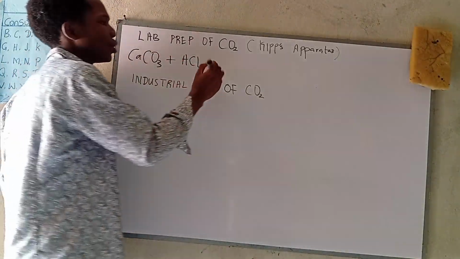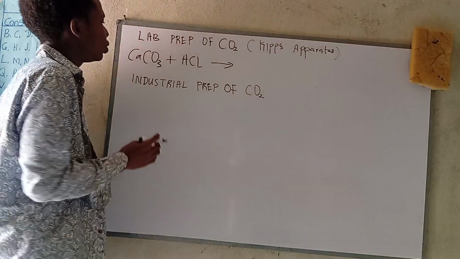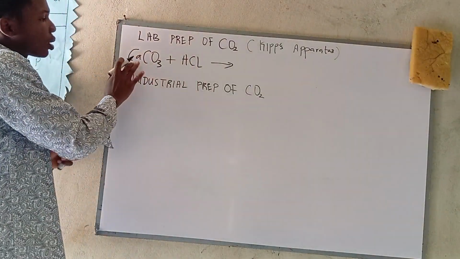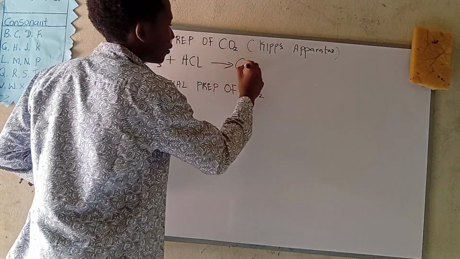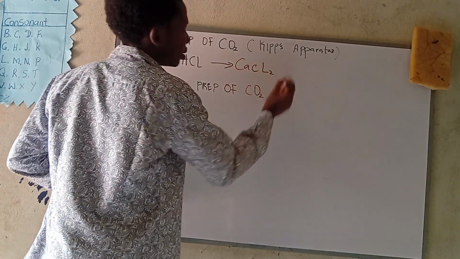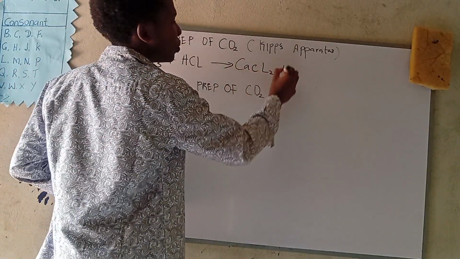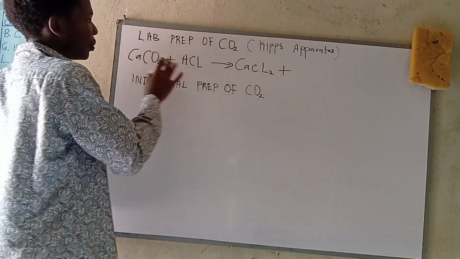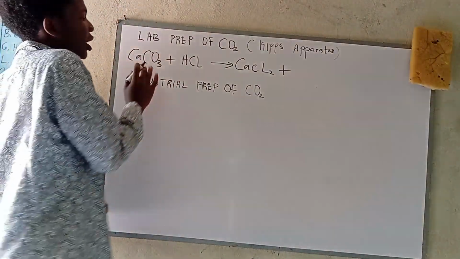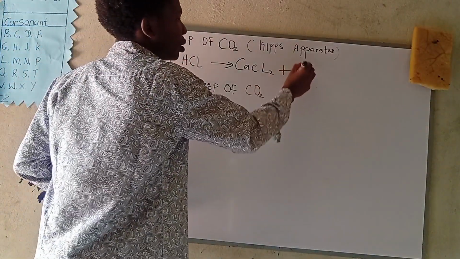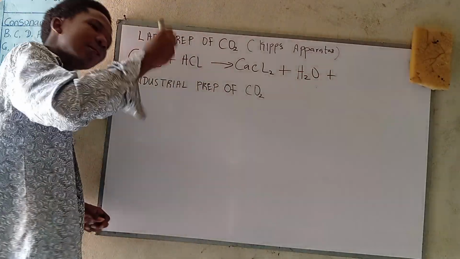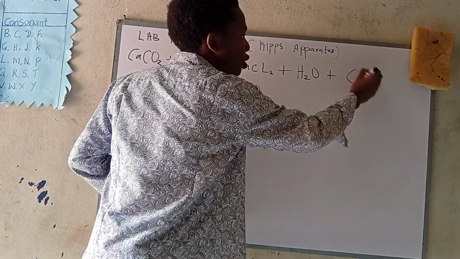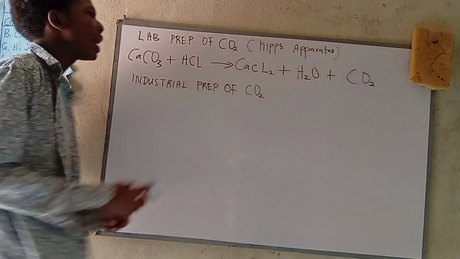Now when these two react, what will they produce? They will produce calcium chloride first of all. What next? From the look of things, water will be formed. H2O will be formed. Lastly, what we are actually looking for is CO2. Now we've gotten it.